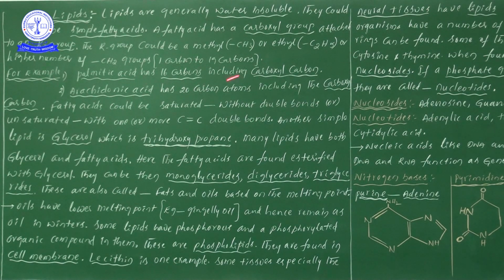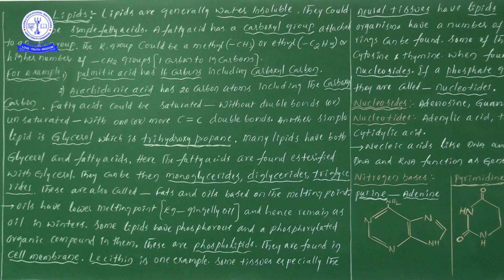Without double bonds means, the saturated fatty acids will not have double bonds, and unsaturated fatty acids will have one or more double bonds. Double bond means between the carbons, so we can observe the presence of double bonds. Saturated means we can remember there is no double bond between the carbons. Suppose one or more, at least one double bond must be there in unsaturated fatty acids.